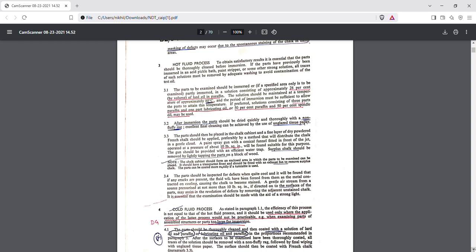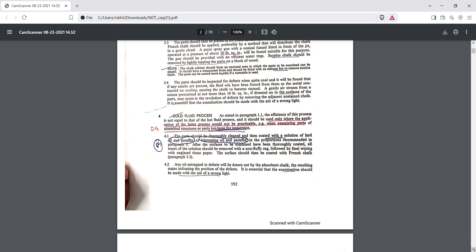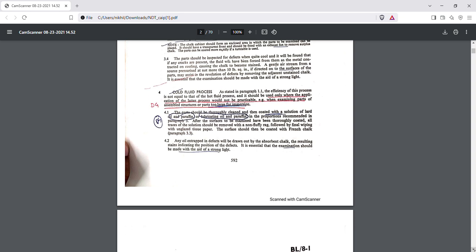It is essential that the examination should be made with the aid of a strong light. Cold fluid process. Now we come to the cold fluid process. What is a cold fluid process?